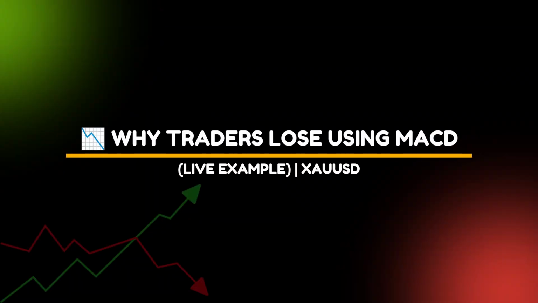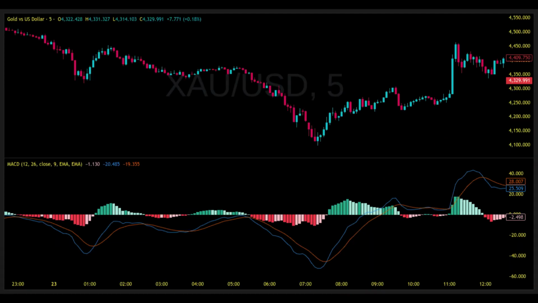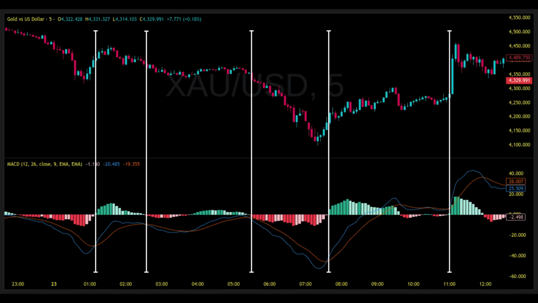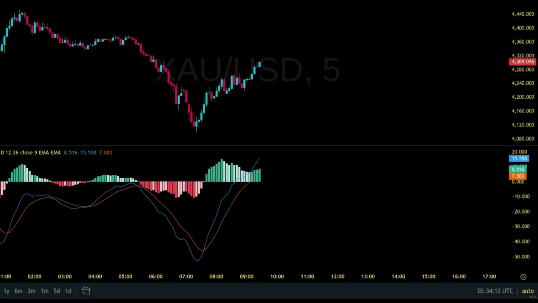Why traders lose using MACD, live example. Let's understand this simply. MACD is showing what already happened. It is not giving you the future. That means it is always a little late.